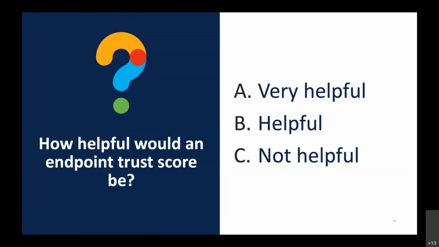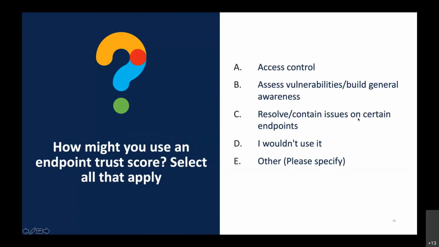Okay, great. And given this endpoint trust score, we'd also like to understand how might you use an endpoint trust score? And you can select all that apply here. And if you have another response, please specify. Would this be helpful to use in access control, assessing vulnerabilities, and building overall situational awareness on the network? Would you use it to resolve and contain issues on endpoints? Perhaps you wouldn't use it at all. That's a fair response as well. And then any other answer, please specify how you might use this endpoint trust score.